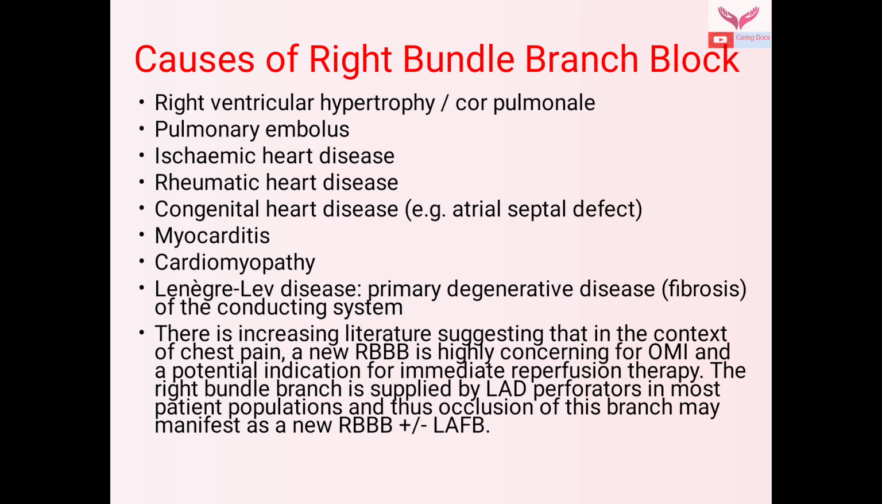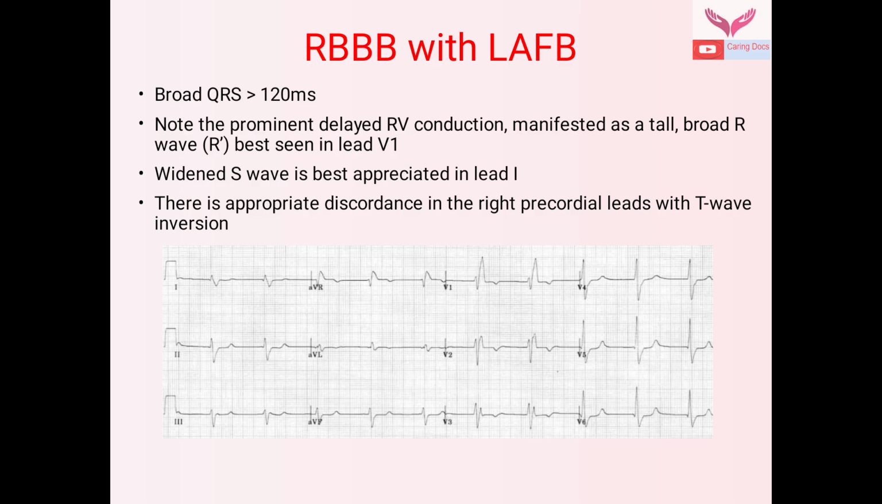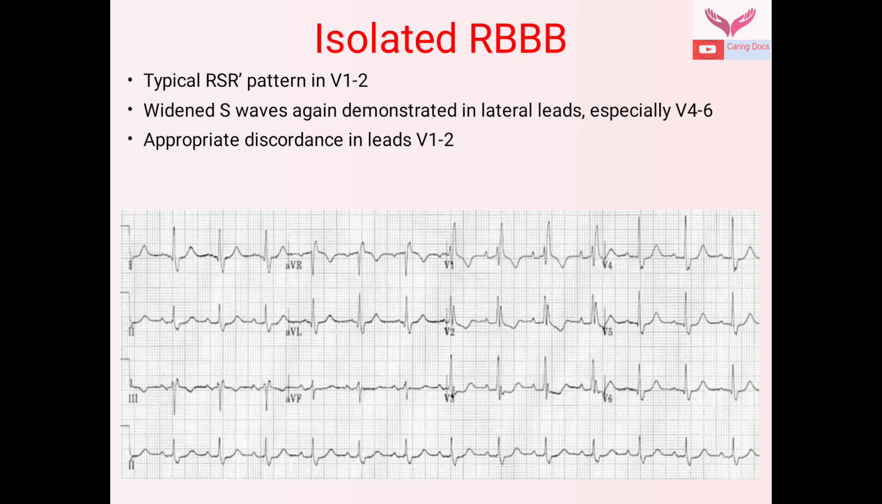The right bundle branch is supplied by the left anterior descending perforators in most of the patient population, and thus occlusion of the branch may manifest as a new right bundle branch block plus or minus left anterior fascicular block. In right bundle branch block with left anterior fascicular block, we see a broad QRS of more than 120 milliseconds, with prominent delayed RV conduction. It manifests as a tall broad R wave, that is R-dash, best seen in V1, and a widened S wave best appreciated in lead 1, and there is appropriate discordance in the right precordial leads with T wave inversion.